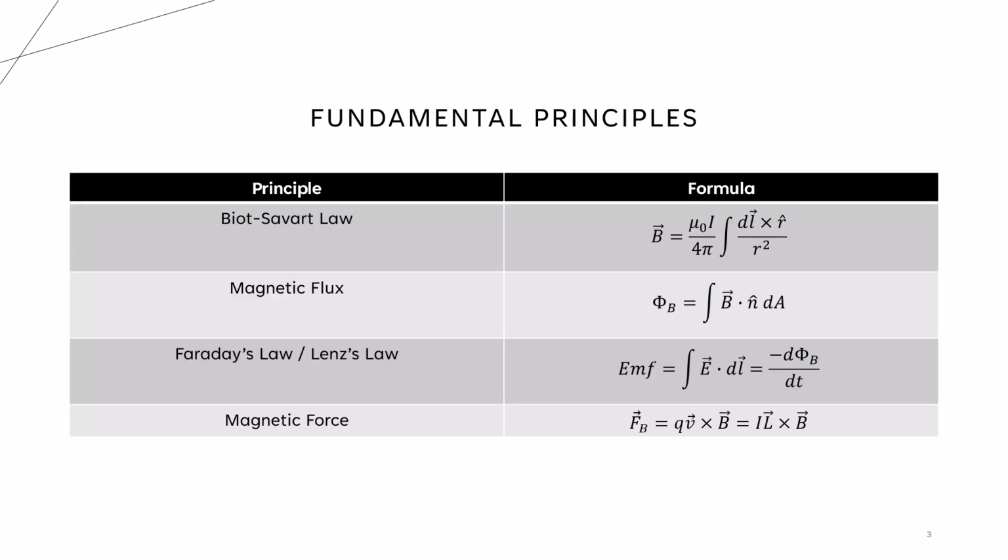Here are some fundamental principles. We have the Biot-Savart law, which helps us find the magnetic field for segments of current. Then we have magnetic flux, which is B times A. Then we have Faraday's law, which says that the EMF is equal to the negative change in flux. And then we have magnetic force.